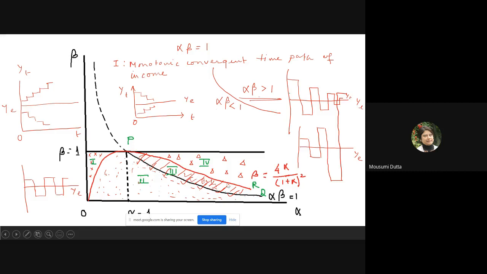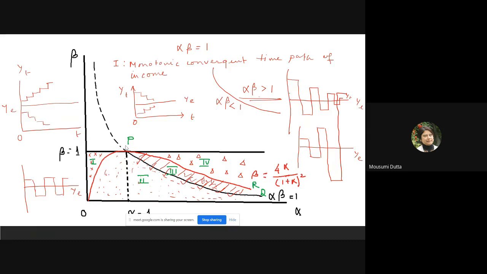So if we like to draw the time path for the incomes lying along the points PR, what will be the nature of the time path? Monotonic divergent. And what about OP? It is monotonic convergent. Exactly. It will be monotonic convergent.